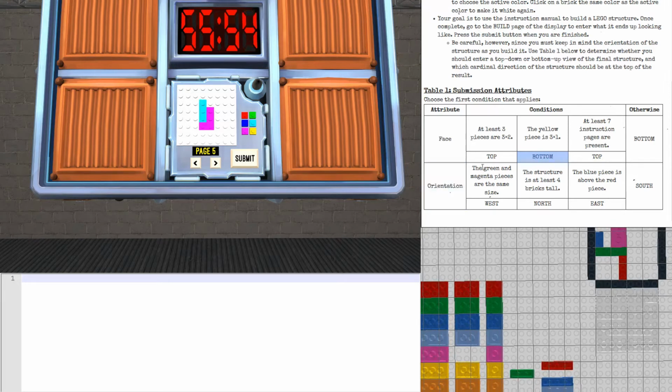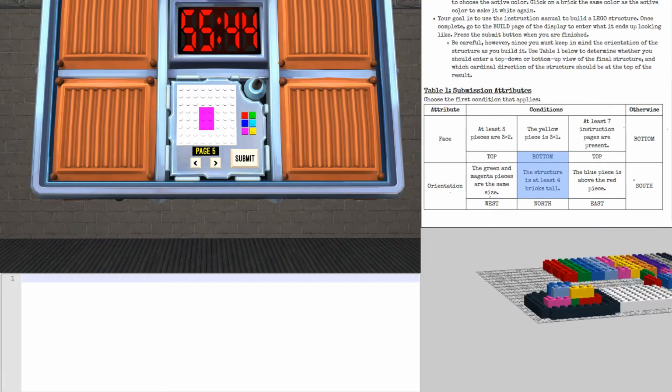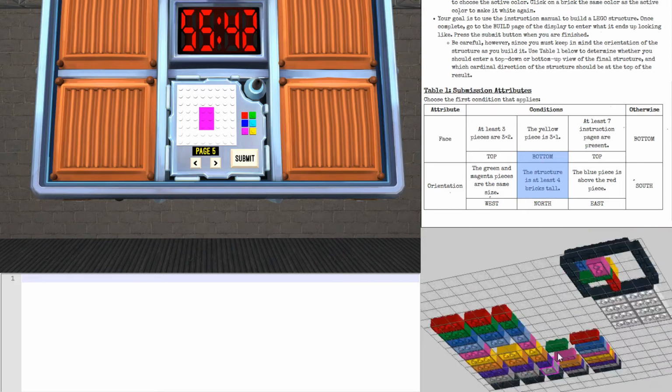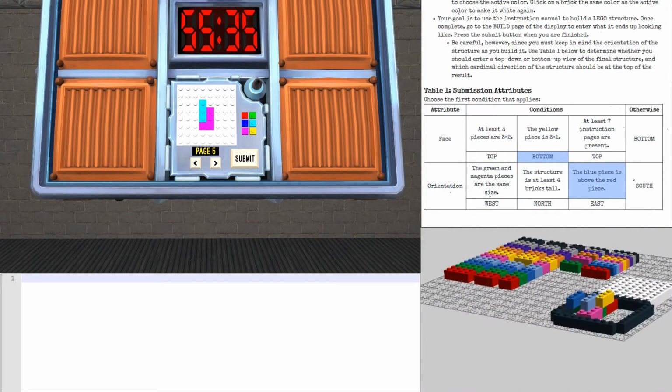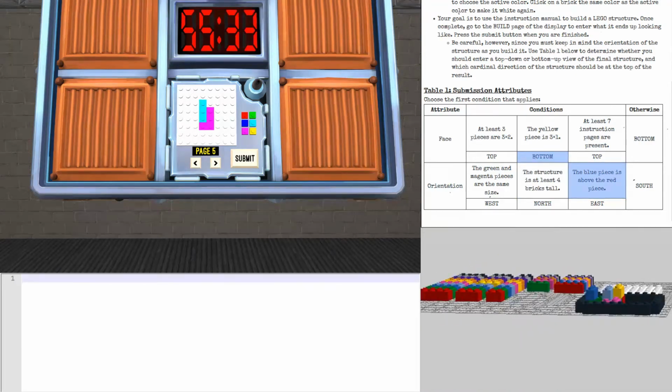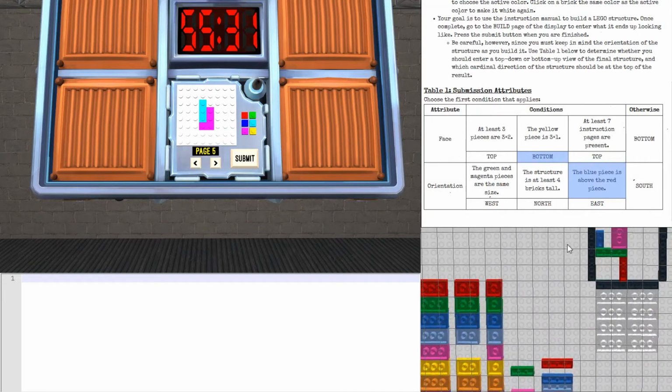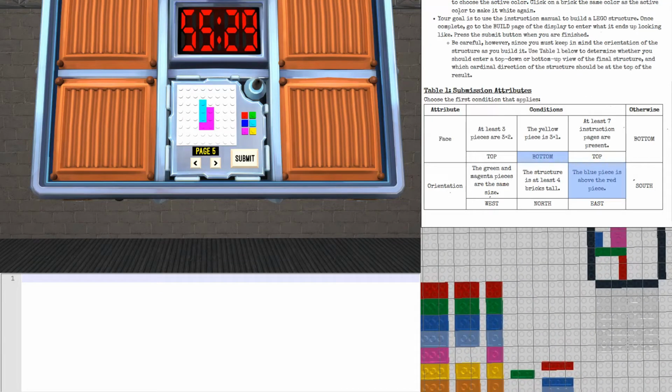So let's see, is the green and magenta piece the same size? No, they're not. Magenta is 3x2 and green is 4x1. The structure is at least 4 bricks tall. Let's take a look. No, it's only 2 bricks tall. So that's a no. The blue piece is above the red piece. Well, the blue piece is on a higher level than the red piece. That counts, so that's a yes. So we're looking at east.